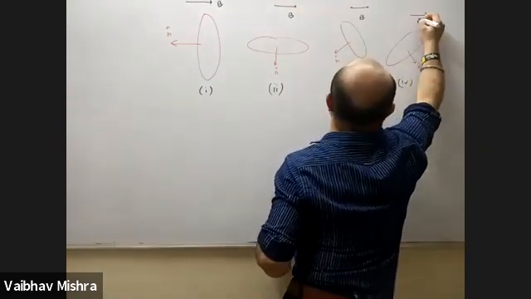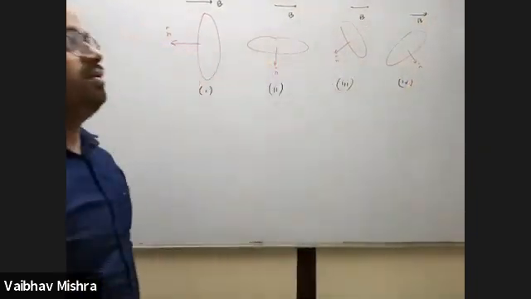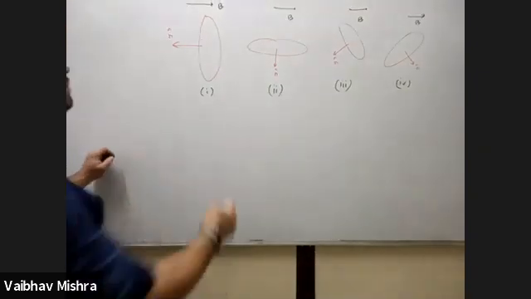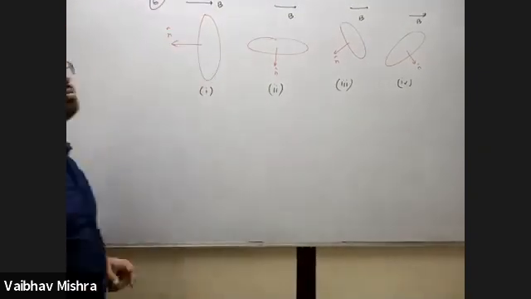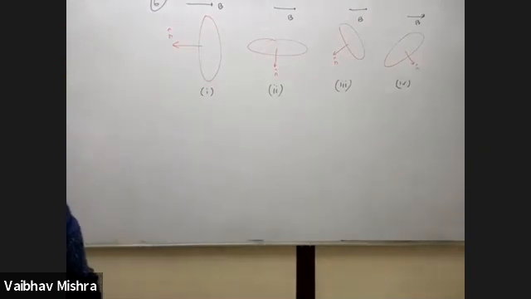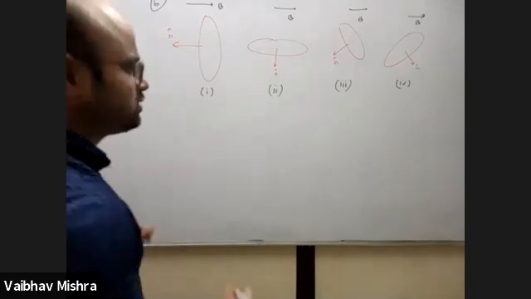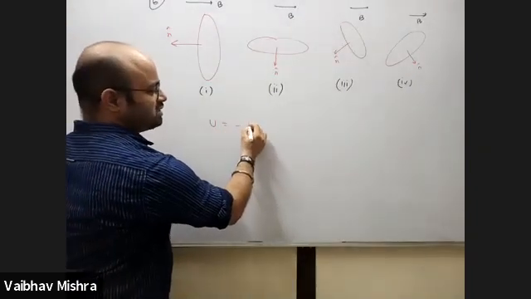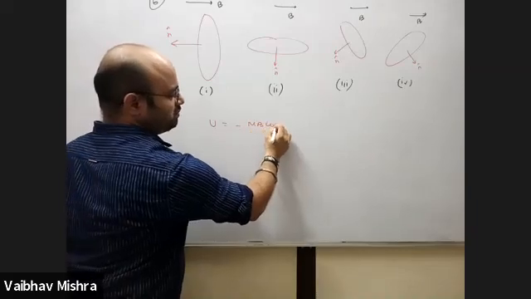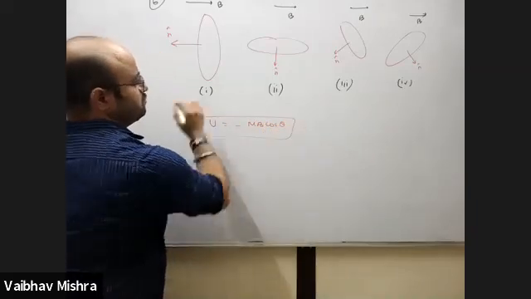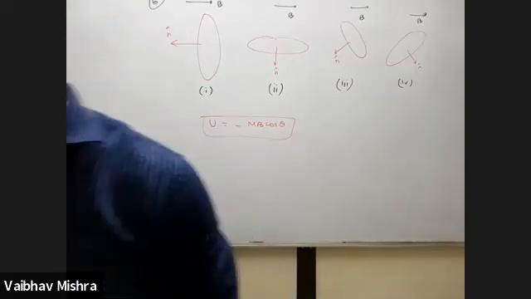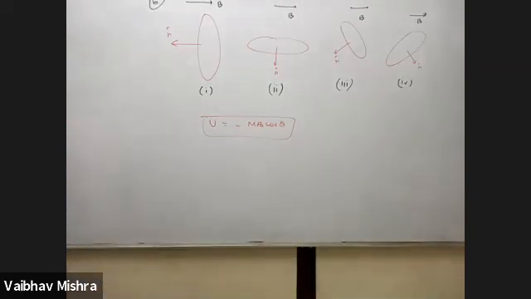Mr. Krish, potential energy का formula भी पीछे लिख चुके हैं. U is equal to minus mB cos theta. So accordingly, you have to decide which is at the lowest energy. Which is at lowest energy?